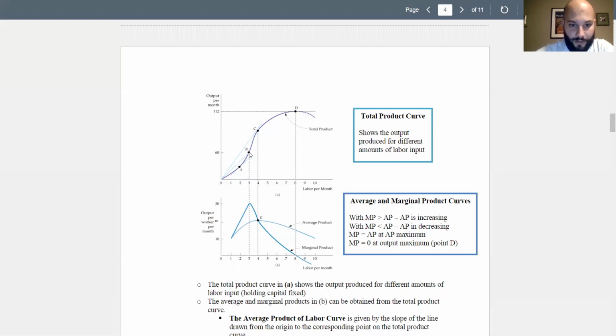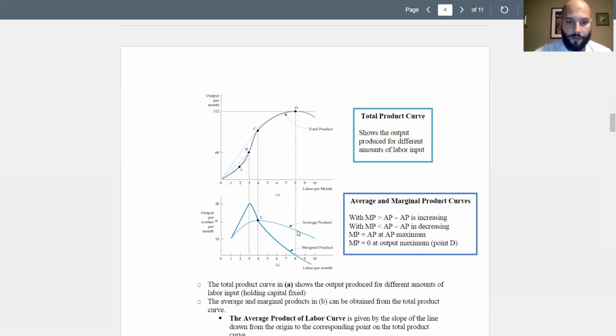So let's look at point B here. If we had 60 output using 3 labor, our average product of labor should be 20. And we see that's right. Okay, over here we had 112 output. We used 8 labor. 112 divided by 8 is 14. And we got about 14 as our average product of labor.